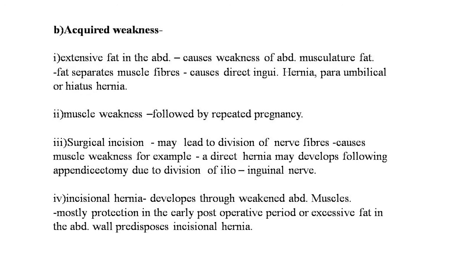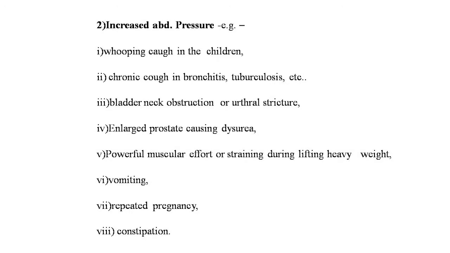Next point is the incisional hernia, which develops through the weakened abdominal muscles, mostly with protrusion in the early post-operative period, or excessive fat in the abdominal wall predisposes to incisional hernia. Now the second etiology is increased abdominal pressure: whooping cough in children, chronic cough in bronchitis and tuberculosis etc., bladder neck obstruction or urethral stricture, enlarged prostate causing dysuria, powerful muscular efforts or straining during lifting heavy weight, vomiting, repeated pregnancy and constipation.